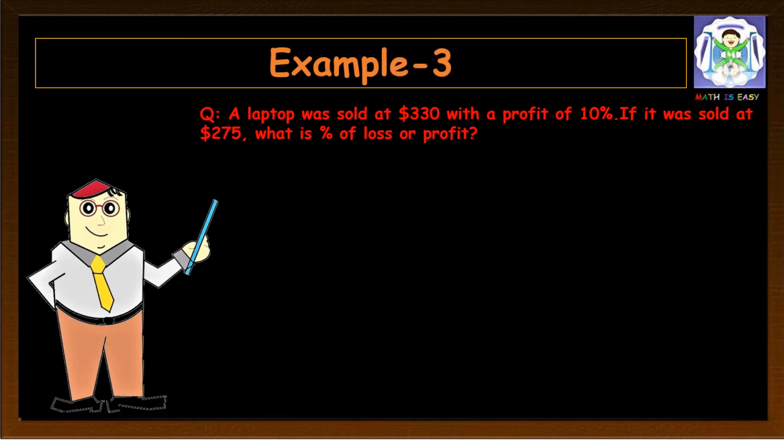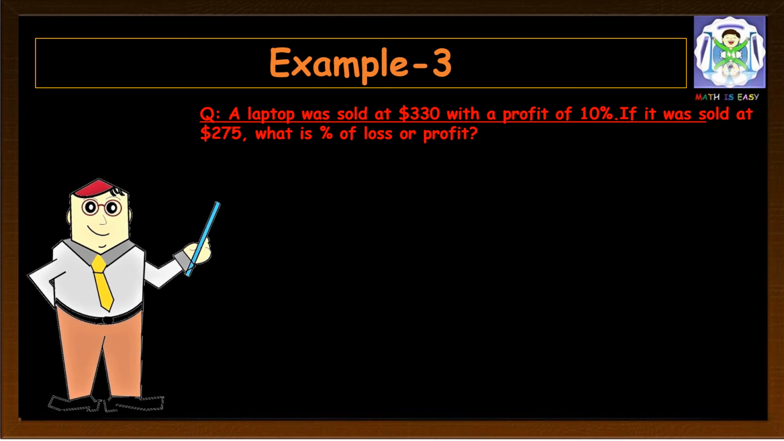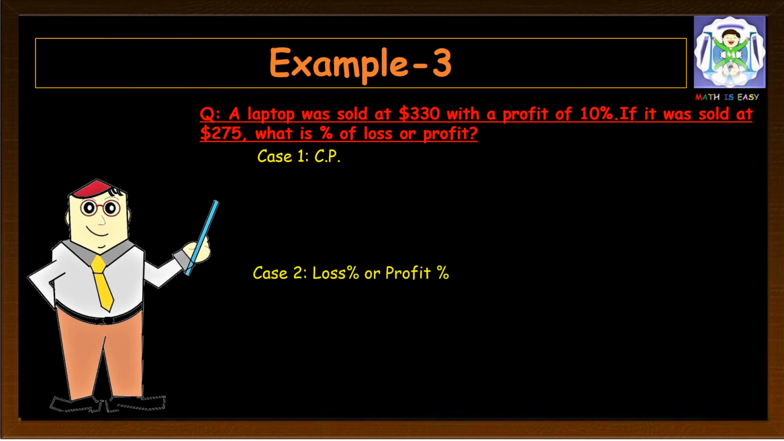Okay, so example 3. The question is, a laptop was sold at $330 with a profit of 10%, and if it was sold at $275, then what is the percent of loss or profit? So here we again have two cases, in which first we have to find out the cost price, and second we have to find out whether we have a loss or profit. So the selling price for this one is $330 and we have a profit of 10%.